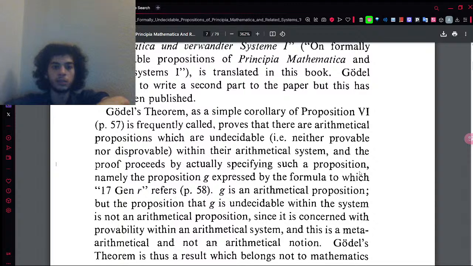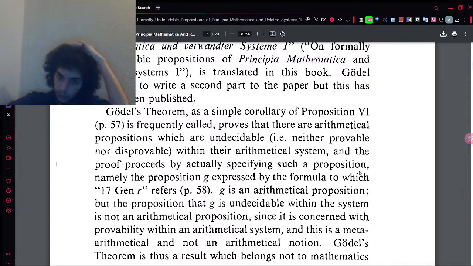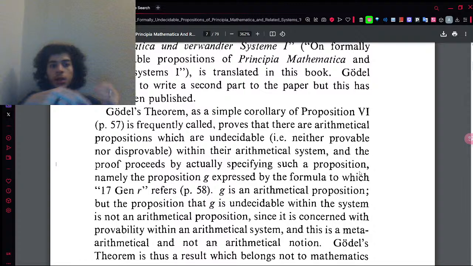Gödel's theorem, as a simple corollary of proposition 6, page 57, is frequently called incompleteness, proves that there are arithmetical propositions which are undecidable.